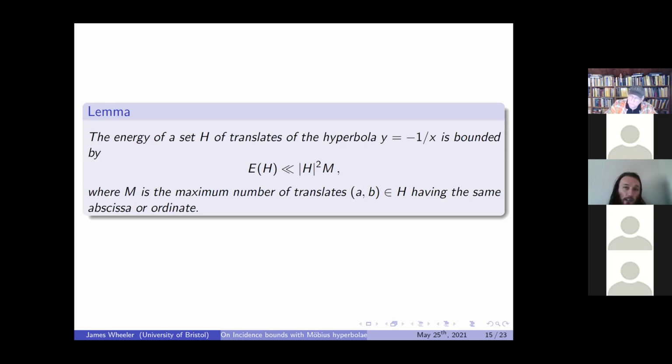If you're in the Cartesian case, then this M is the square root of H, which gives us a nice expected bound. And we note that this M can vary between 1 and H, which gives us what you expect the bounds for normal energy to be, between the square and the cube.